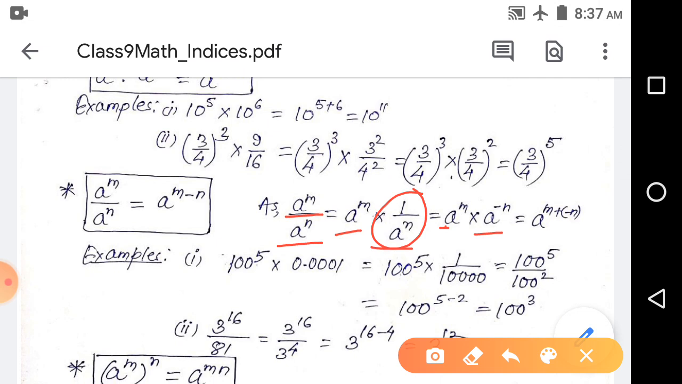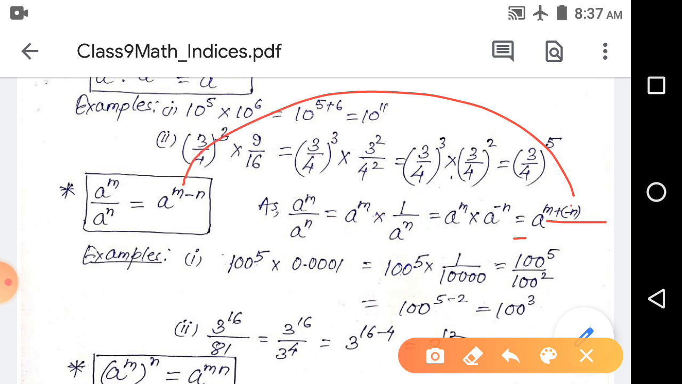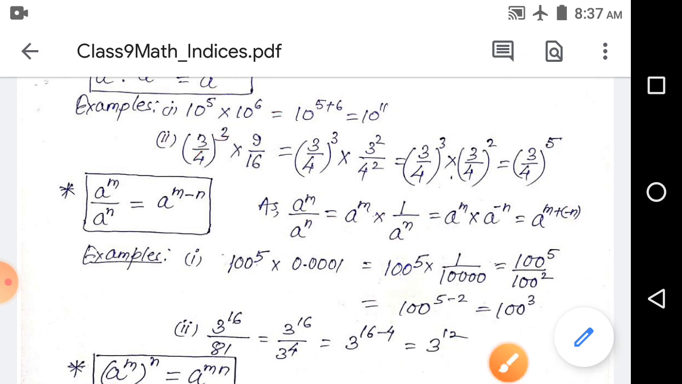Here two terms with the same base a are multiplied when they have different indices, like one is m and the other is minus n. Then we all know that in the case of multiplication we will add the exponents, so the base will be the same a, and if we add the exponents it will be m plus minus n, then m plus minus n becomes a whole to the power m minus n. We have some examples.